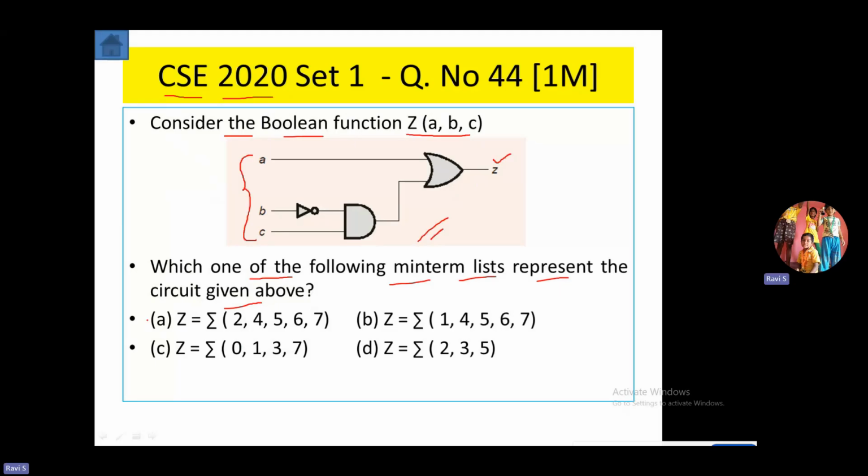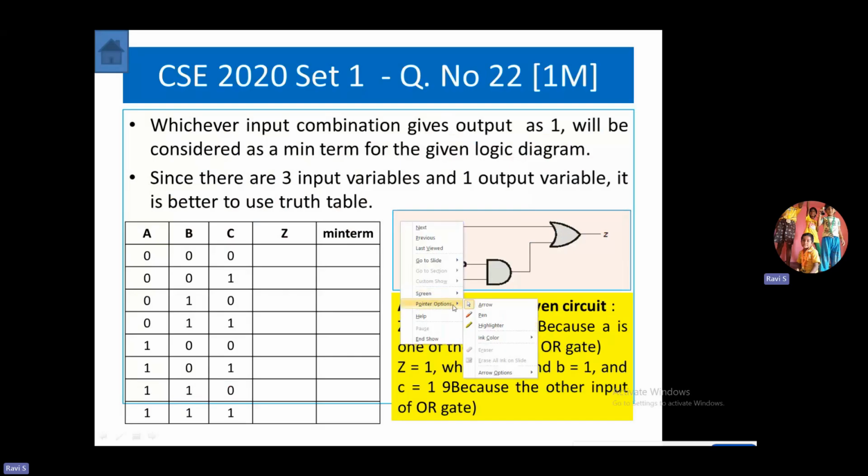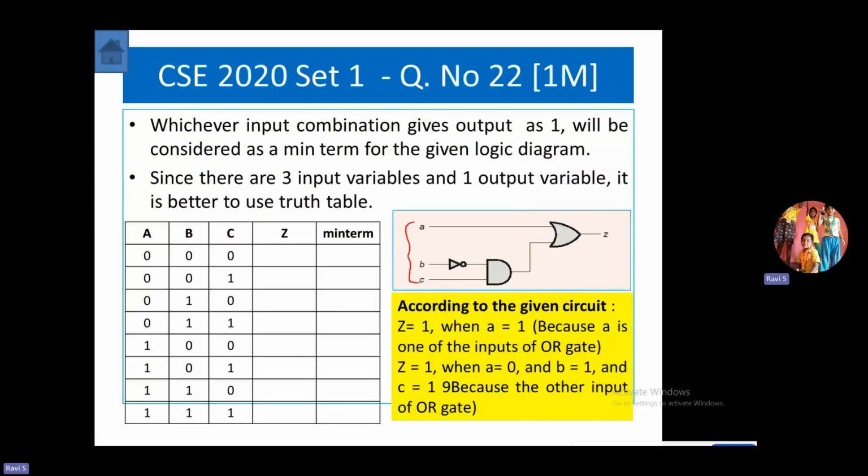There are four options given. We need to identify the Minterm list which rightly represents the given logic diagram. To solve this problem, first let us consider what is meant by a Minterm. A Minterm is the one which, if I apply it as input to a circuit, is going to make my output 1.